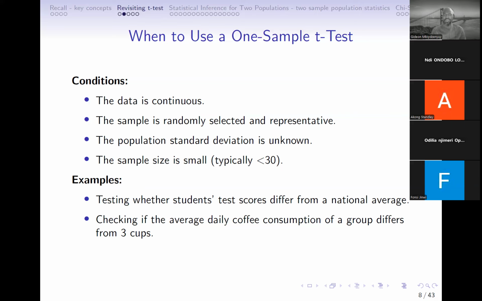It can be the case that we also want to look at the average daily coffee consumption of a group, and whether it differs by a certain number of cups, 3 cups in this example. I drink a lot of coffee. Either way, whether it is coffee, students, or patients, the reasoning is the same. So having gone through this course, it should not bother you what kind of population it is. It should bother you that you understand the statistics that you are looking into.